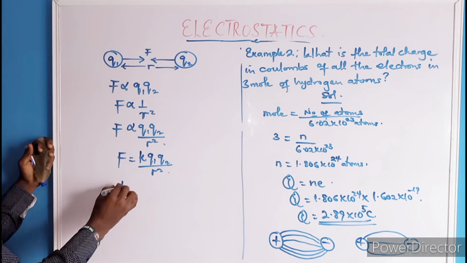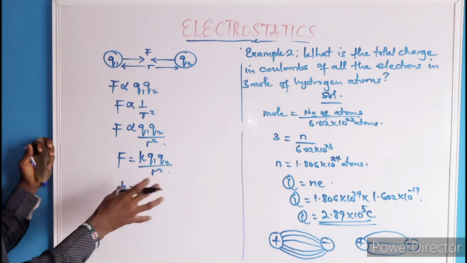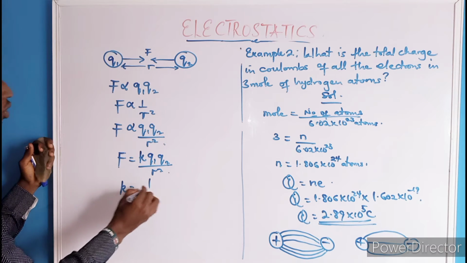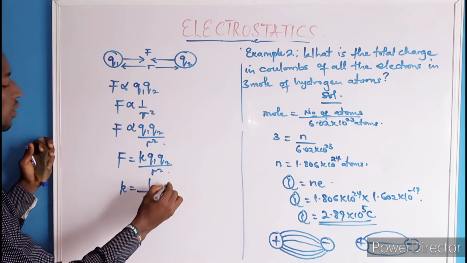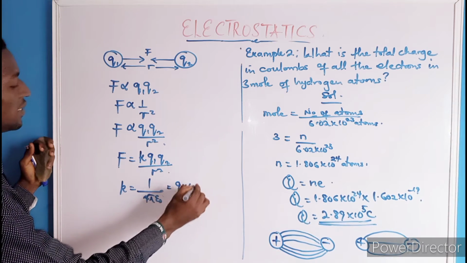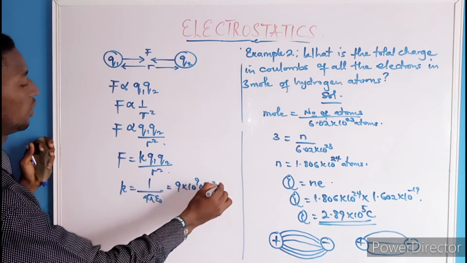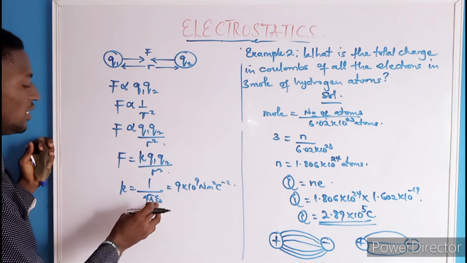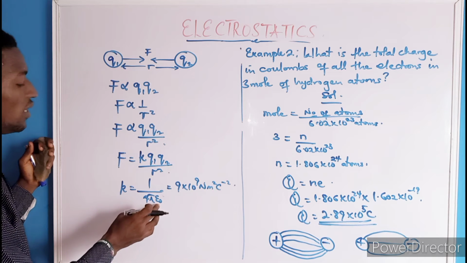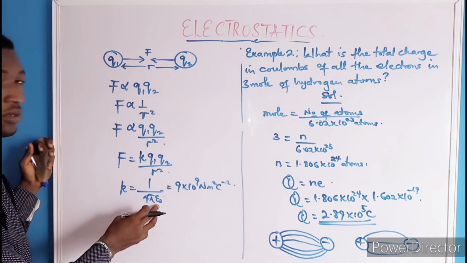The value of K, which is referred to as the electric constant, is equal to 1 over 4 pi epsilon naught, which is the same as 9 times 10 to the power 9 Newton meter squared per coulomb squared. Now, this epsilon naught, we call it the permittivity of free space.